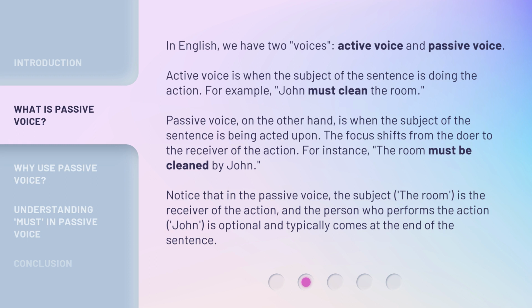Notice that in the passive voice, the subject, the room, is the receiver of the action, and the person who performs the action, John, is optional and typically comes at the end of the sentence.